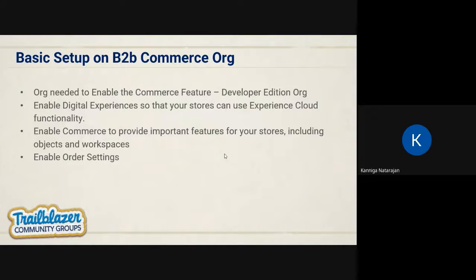Enable commerce to provide important features of stores, including objects and workspaces. So the objects we saw in the previous slide won't be there when we are having a simple developer edition. When you enable commerce in your org, it will give us all the features of B2B stores, all those objects we have seen, and extra objects which are available in the B2B. And in the experience builder, we will see all the standard components of B2B commerce. Enable order settings. This will give us the permission to see order history, order summary, with all the things which are related to the orders.